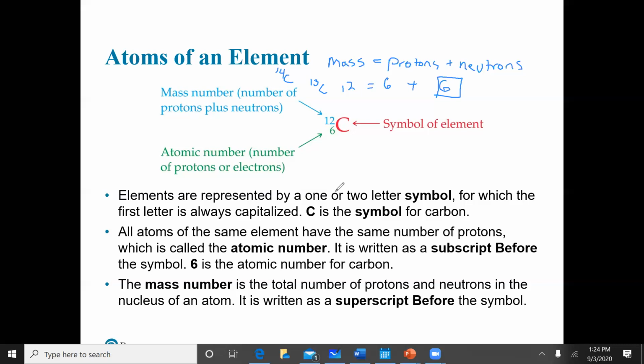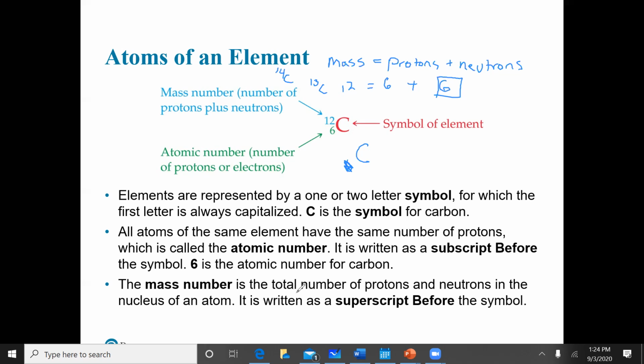So elements will always be represented by 1 or 2 letter symbols, for which the first letter is always capitalized. So for carbon, it's C. All atoms of the same element have the same number of protons, which is called the atomic number. It is written as a subscript before the symbol sometimes. Sometimes they don't write it like that. So you won't always see carbon as carbon 6, okay? A lot of times you just see it written as carbon. Why? Because those 2 numbers, or this number and this symbol, are synonymous with each other. You can't be carbon and not have 6.